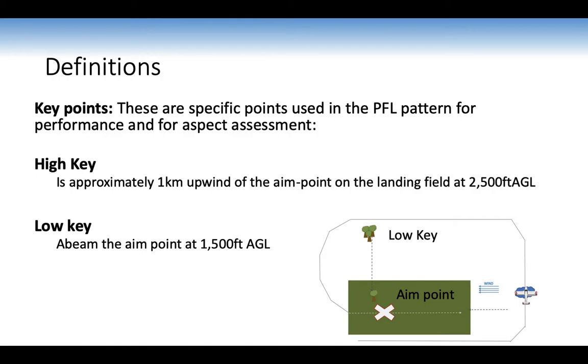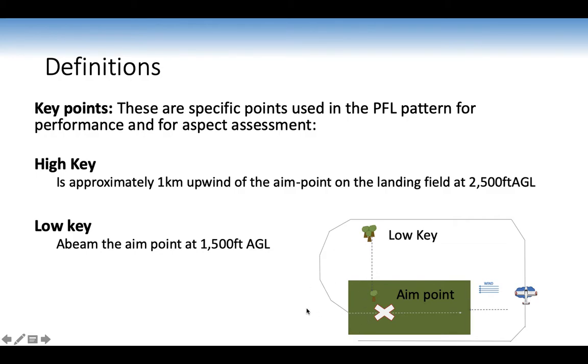So key points. These are specific points used in the PFL pattern for performance and for aspect assessment. And we've got high key, which is approximately 1 kilometre upwind of the aim point on the landing area and the landing field at 2,500 feet, and low key, abeam the point at 1,500 feet AGL. Since in the training area we've got different elevations, at 300 feet AGL, it'll be 2,800 feet our high key, and our low key will be 1,800 feet, as you can see in the diagram.